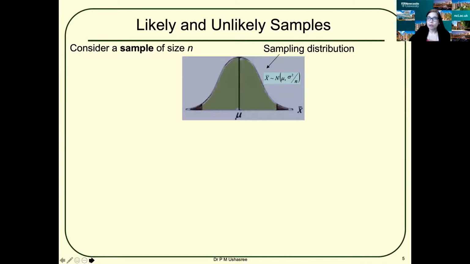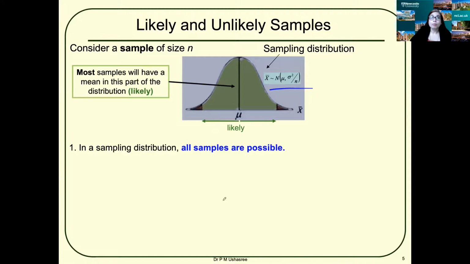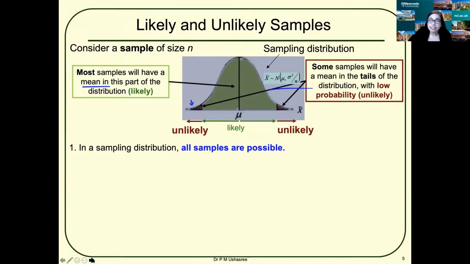Okay, now let's go back to last week where we did the sampling distribution. We know how to state a distribution. Okay, so now in a sampling distribution, all samples are possible, and most of the samples will have a mean in this green region, in this part of the distribution, which is most likely to happen. That is, if I conduct an exam for you guys, most of you will score in the likely region. Very few or none of you will fail. That is unlikely to happen.